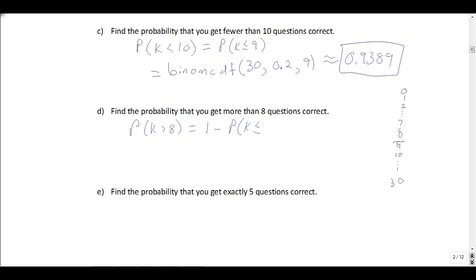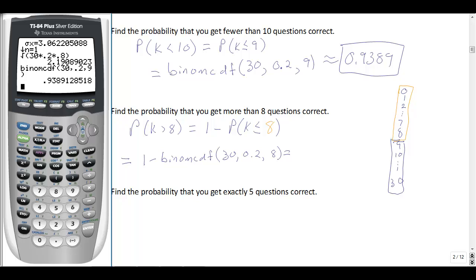8 is not more than 8. 9 is more than 8. So I want this block here. And so what I'm missing from the whole thing is this orange block here. And so what I get is the last one in that orange block. That's my 8. So I'm looking for 1 minus the probability that I get less than or equal to 8 successes. And then I need to convert that into binom CDF language to do the calculation. So this is 1 minus binom CDF. Let's see, we have 30 trials, probability of success is 0.2, and now we're going up to 8.